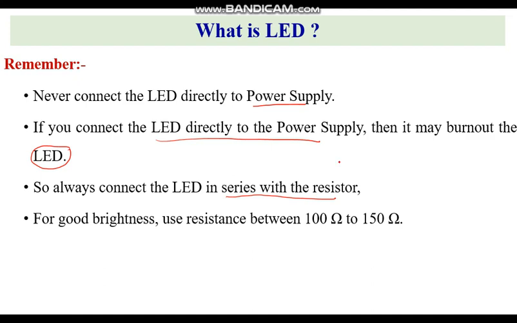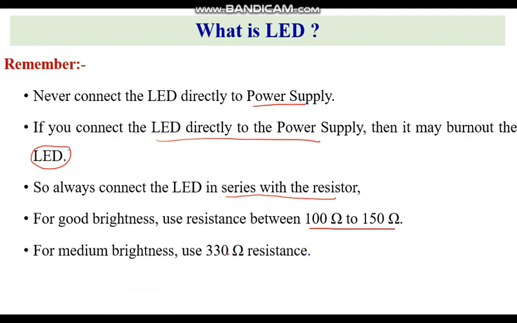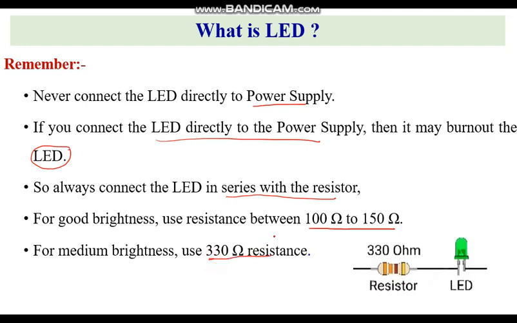If we want good brightness, then use R between the range 100 ohm to 150 ohms, and if we want medium brightness of the LED, use 330 ohm resistance in series with LED. So here I am using 330 ohm resistor in series with LED, so it will show us medium brightness.